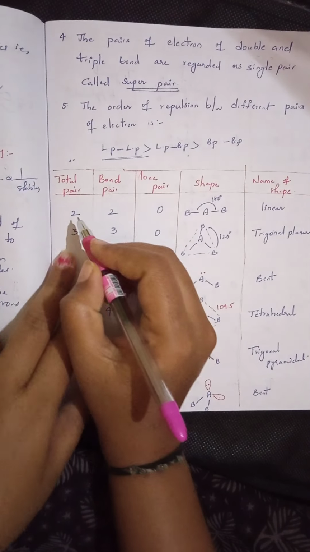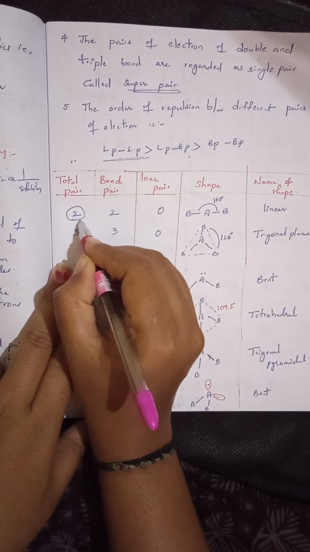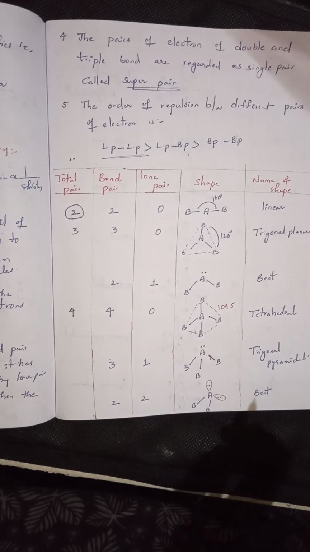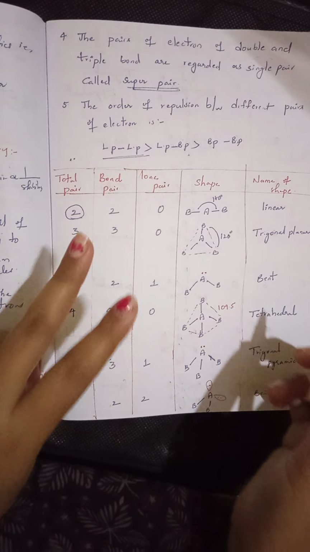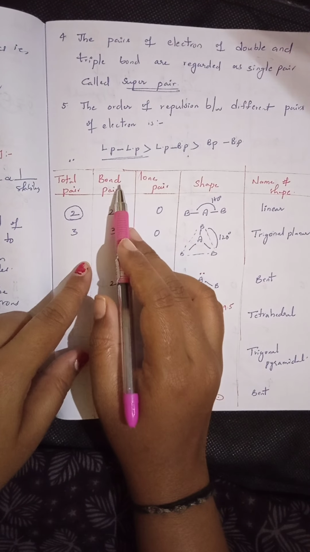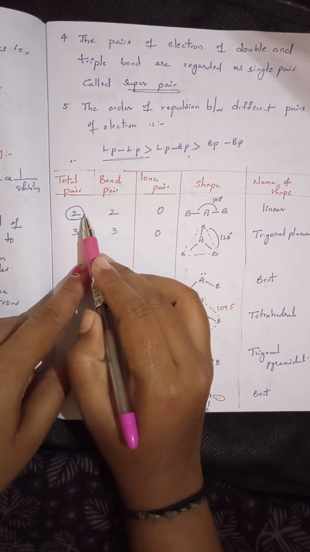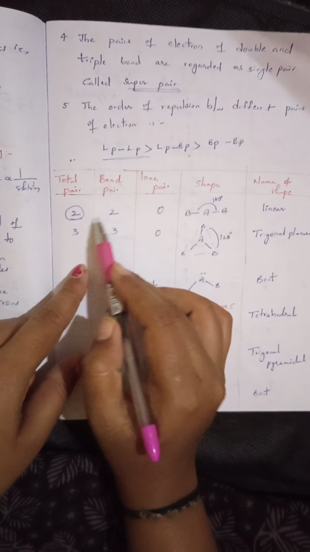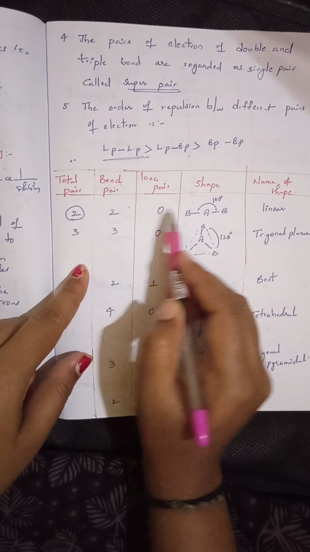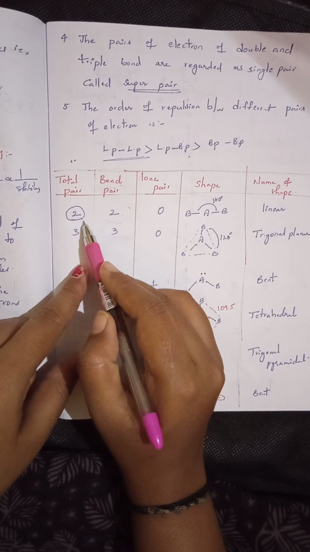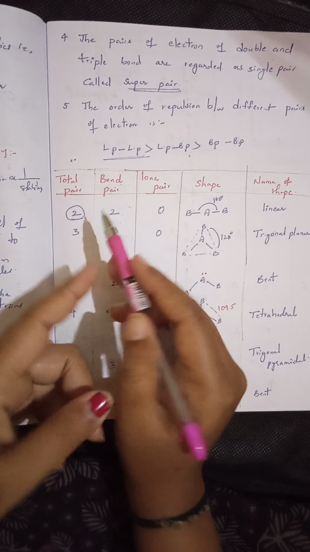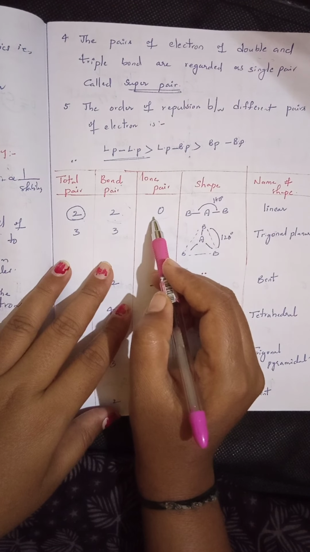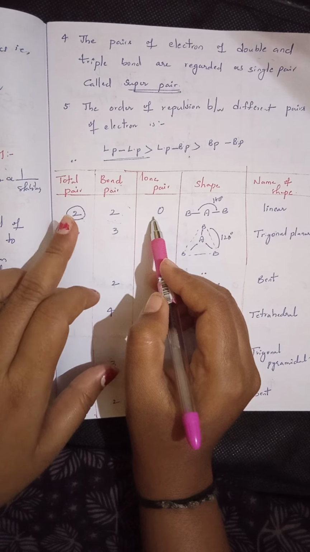First, we have taken a molecule with a total number of electron pairs of 2. Both pairs of electrons are involved in the formation of a bond, so there are 2 bond pairs. If both pairs are involved in bonds, then there is no free pair of electrons, so lone pairs will be 0. Here only 2 pairs are there.